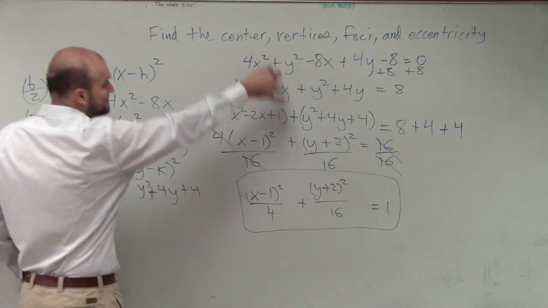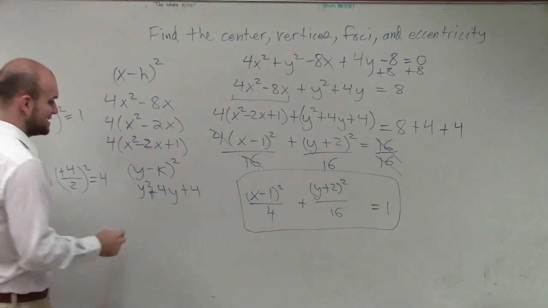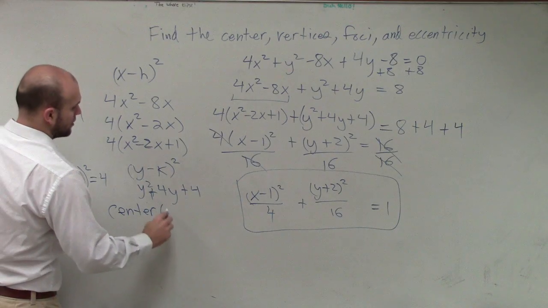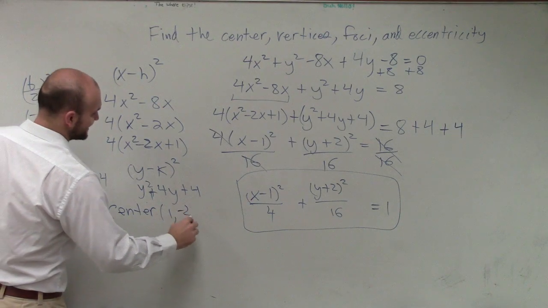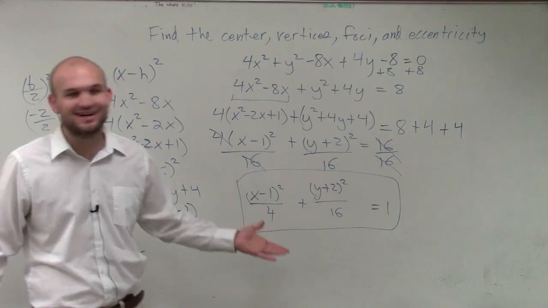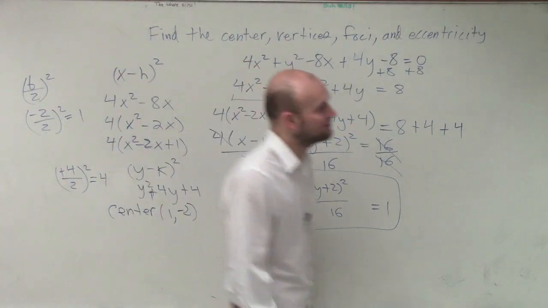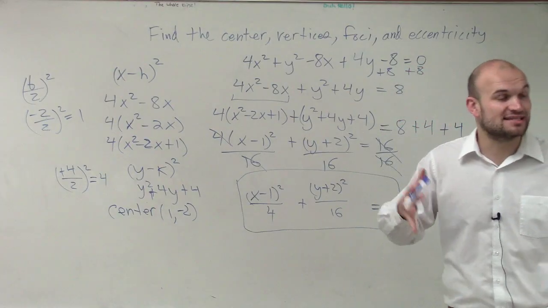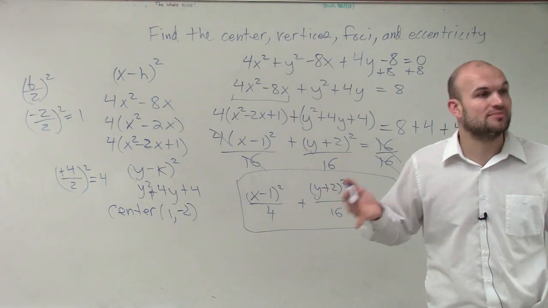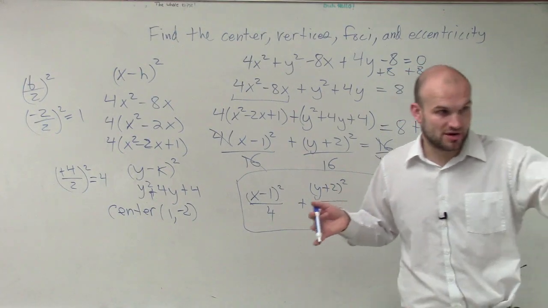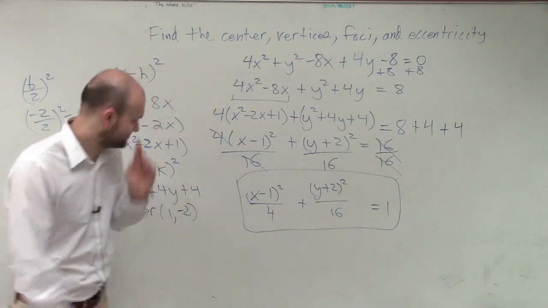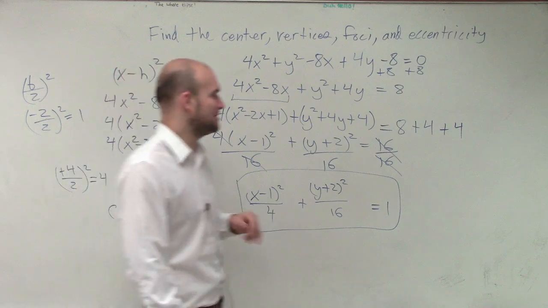Close. Remember, it's the opposite of h, opposite of k, so the center is? 1, negative 2. Right. Just remember it's the opposite of h and k, okay? And remember, x is in the ellipses. X is always going to be with your h. Same thing with parabolas, right? Good. So we have center equals 1, negative 2.